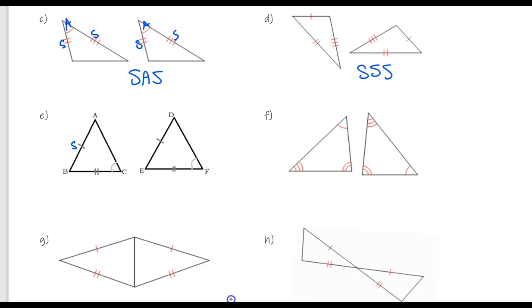Okay, here though, S, S, and then the A. The A is not sandwiched between the two sides. So this one is going to be neither. We cannot say. And then this one again has angles, so this one is neither.